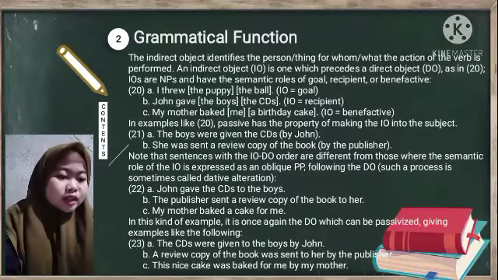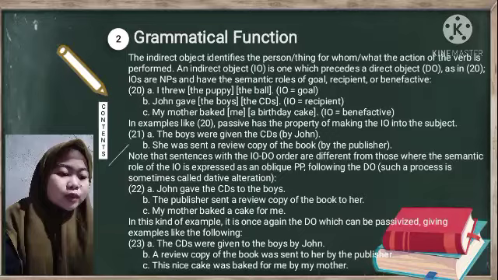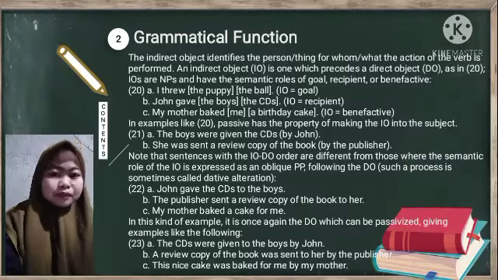22. A. John gave the CDs to the boys. B. The publisher sent a review copy of the book to her. C. My mother baked a cake for me. In this kind of example, it is once again the direct object which can be passivized, giving examples like the following. 23. A. The CDs were given to the boys by John. B. A review copy of the book was sent to her by the publisher. And C. This nice cake was baked for me by my mother.